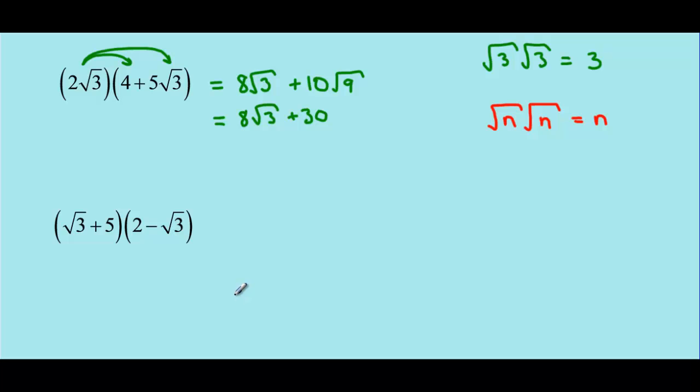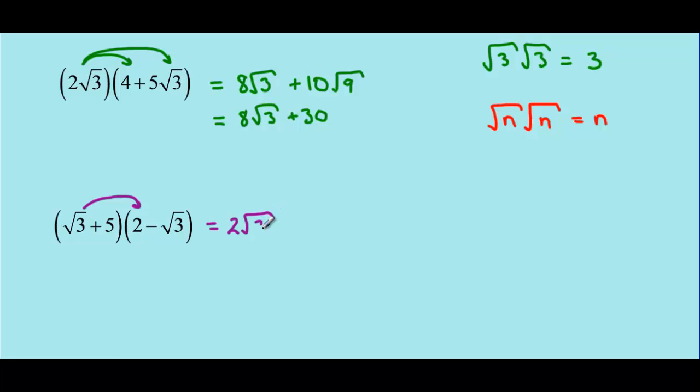Okay, one bonus example to leave you with. What happens when we have a binomial times a binomial? Well, we've seen before that we would use FOIL, right? First, outside, inside, last, or double distribution. So we're going to do the same thing here. Root 3 times 2, well, 2 is a coefficient or whole number. Root 3 is our radical number. So this just equals 2 root 3.